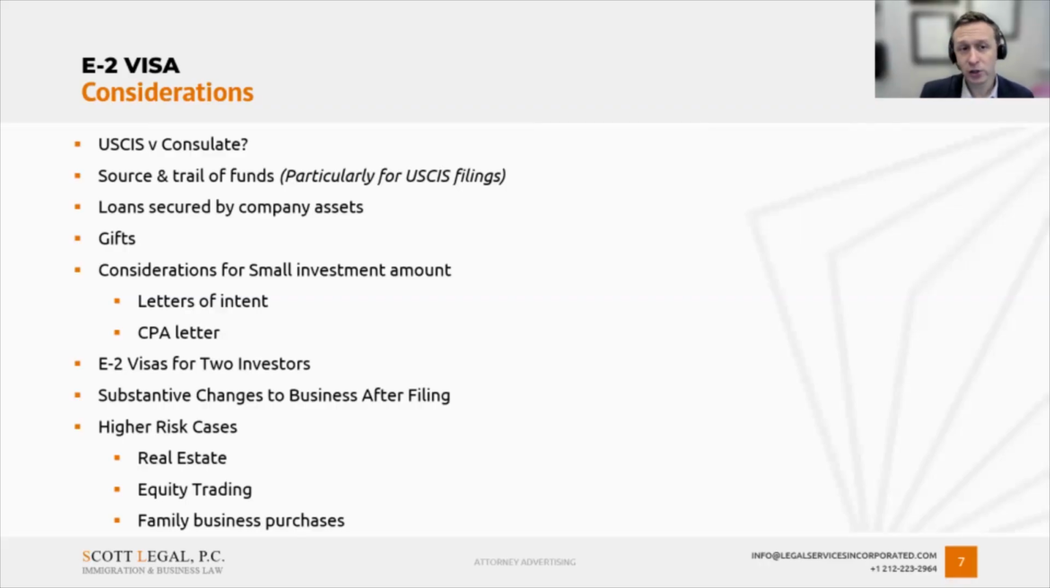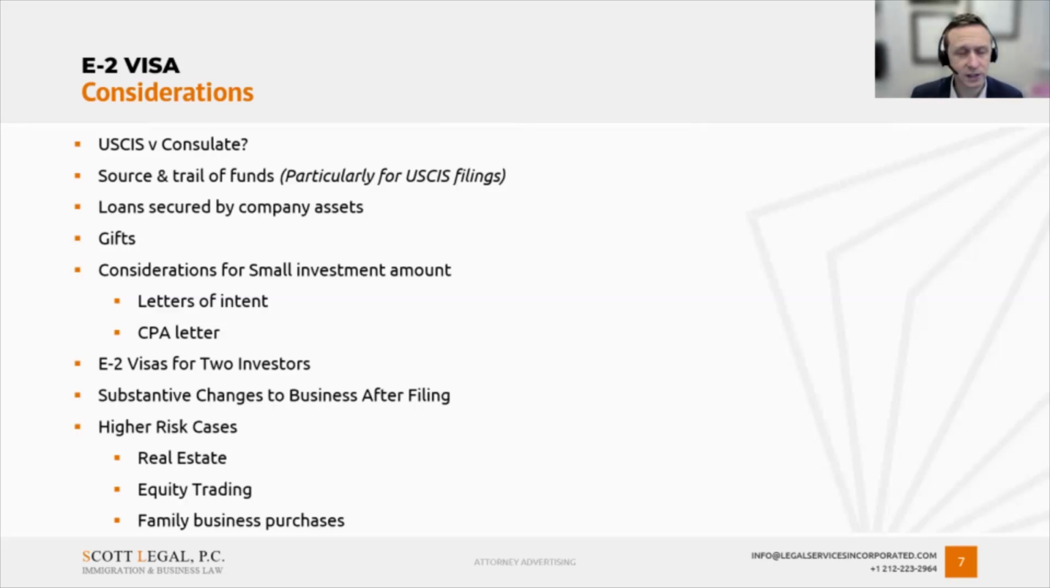Keep in mind, the first question is going to be, where are you physically? If you are outside of the US, your only option is a consulate. So you cannot apply to USCIS if you are not in the US. But if you're inside the US, you do have those two options. You can apply for a change of status to E-2 status, or you can apply at a consulate and travel abroad and get your visa.